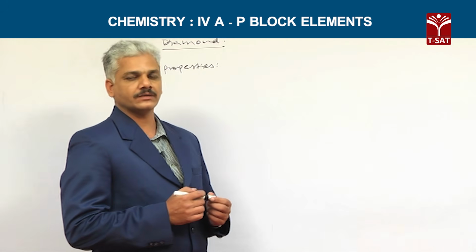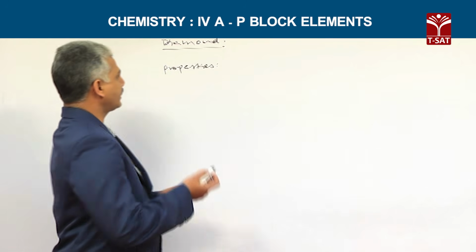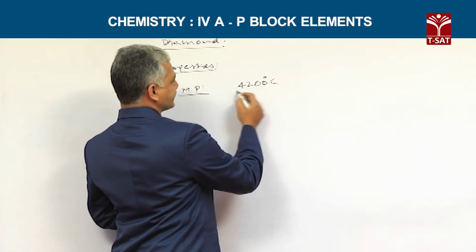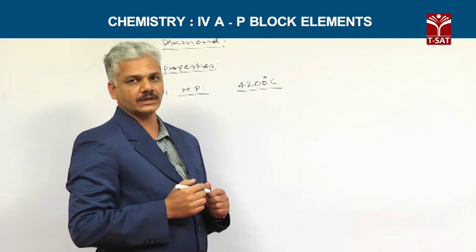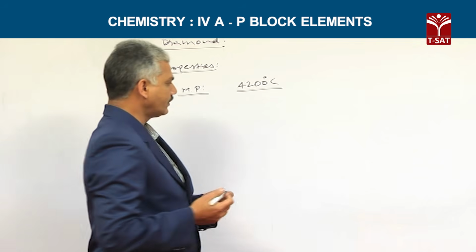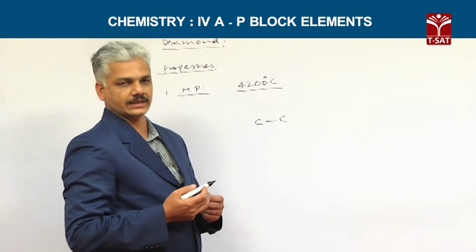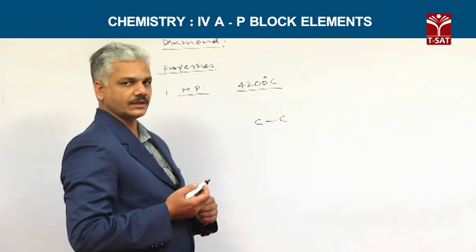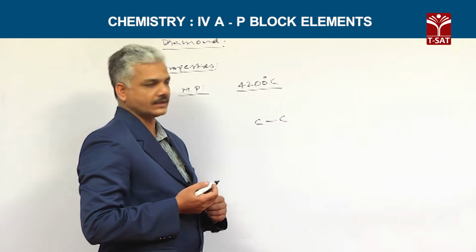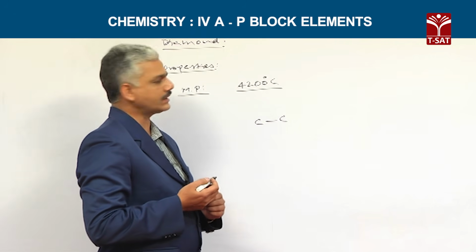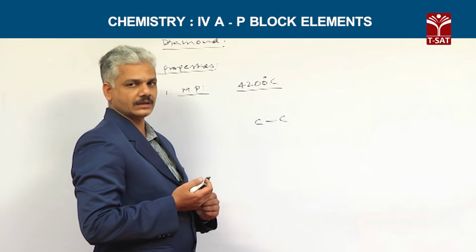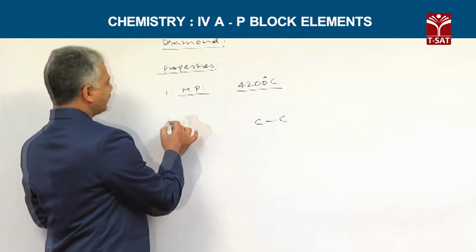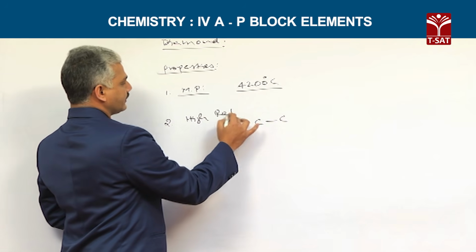Based on the structure of diamond, we can explain some of the physical properties, like melting point. Diamond has a very high melting point of 4200 degrees centigrade, which is somewhat abnormal for a covalent crystal. No doubt, individual carbon-carbon bond strength is less, but in diamond a large number of such carbon-carbon single bonds are present, and to break all those bonds requires a lot of energy. Hence, the reason for the high melting point of diamond is its giant polymeric tetrahedral structure and the presence of a large number of carbon-carbon single bonds.